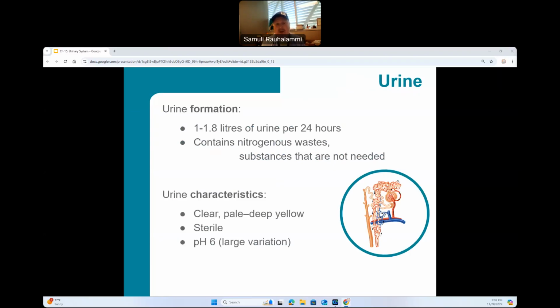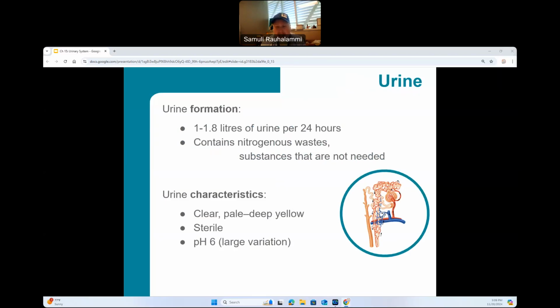So let's look at the urine. It is clear and pale to deep yellow in color. In fact, this yellow color is normal and due to the pigment urochrome, resulting from the destruction of hemoglobin. Dilute urine is pale and straw-colored. Urine is sterile at the time of formation, and the scent of urine is slightly aromatic but starts to smell like ammonia over time.